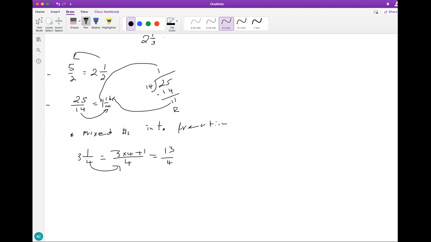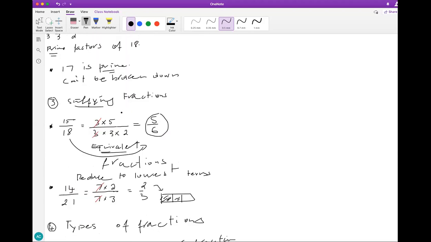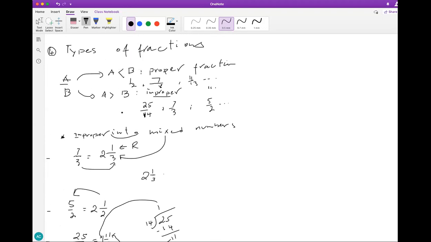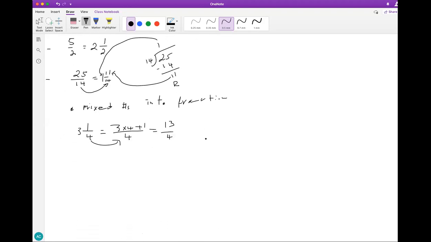Proper ones cannot be turned into mixed numbers, because if you have a proper fraction, like this one, 2 doesn't go into 1. 7 doesn't go into 8. 13 doesn't go into 11. That's why you don't have that whole part. 13 goes into 11 0 times. So the whole part basically is 0. So we don't need to write that as a mixed number.